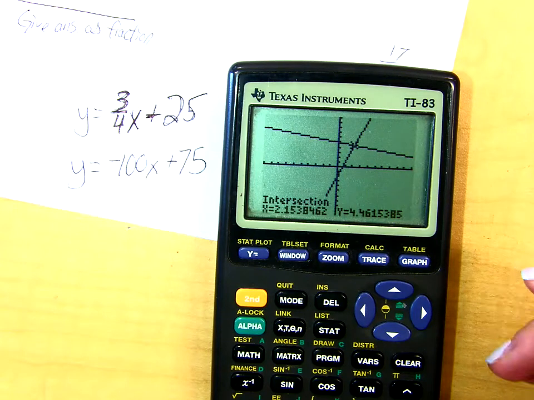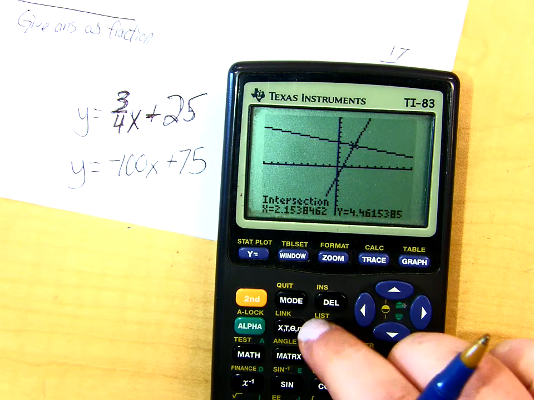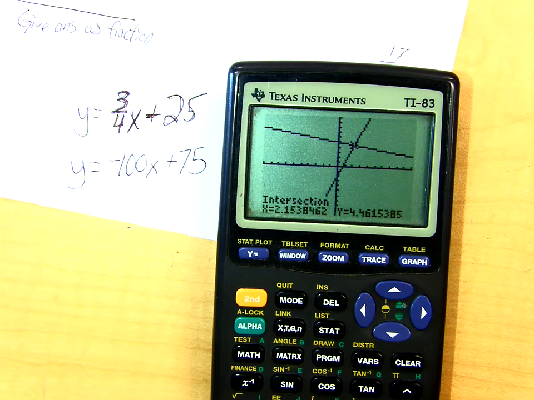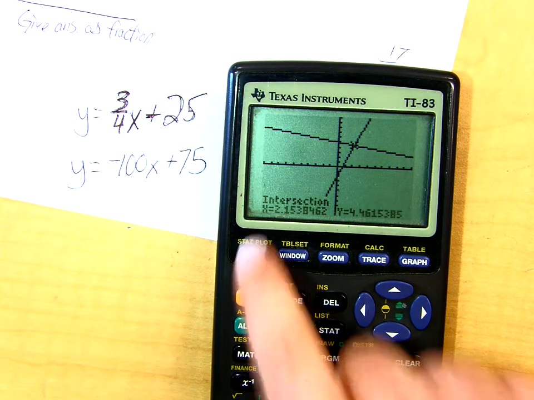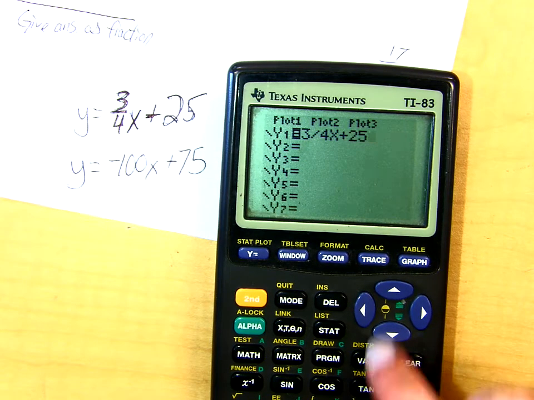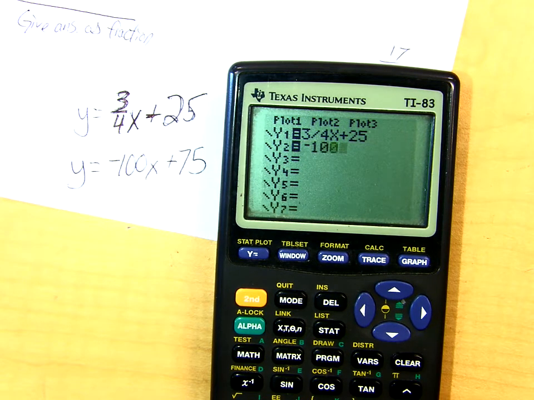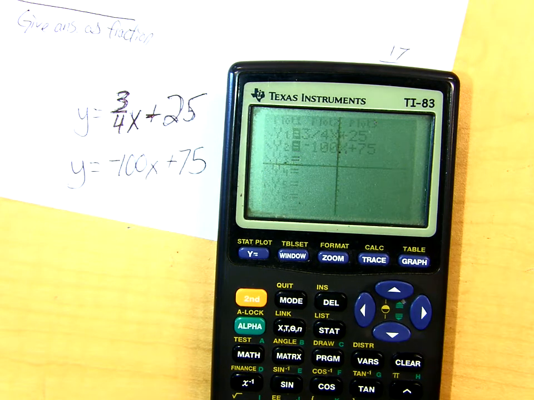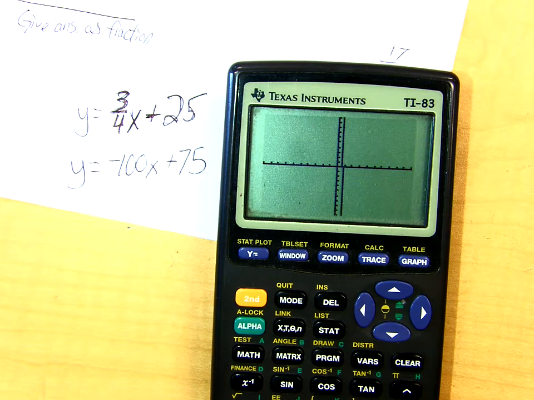Okay, so we're going to try and solve this system. Remember where you go to enter in equations, y equals. Clear out the old stuff, and now 3/4 x plus 25 is my first one, and then negative 100 x plus 75. You could go ahead and hit graph and hope that you see something, but I did that and nothing happened. No bueno.